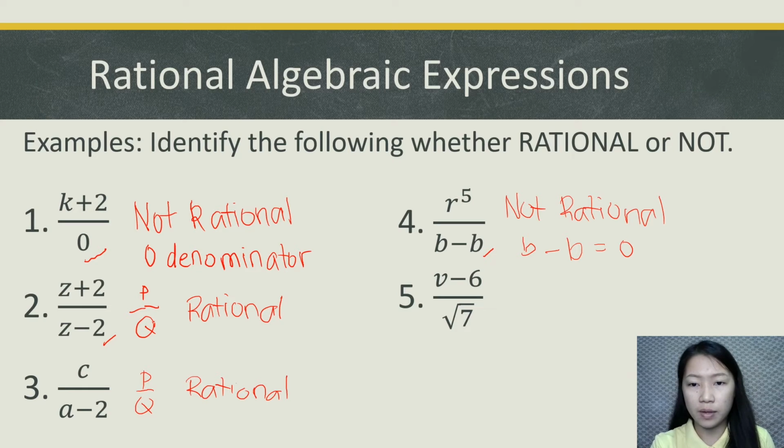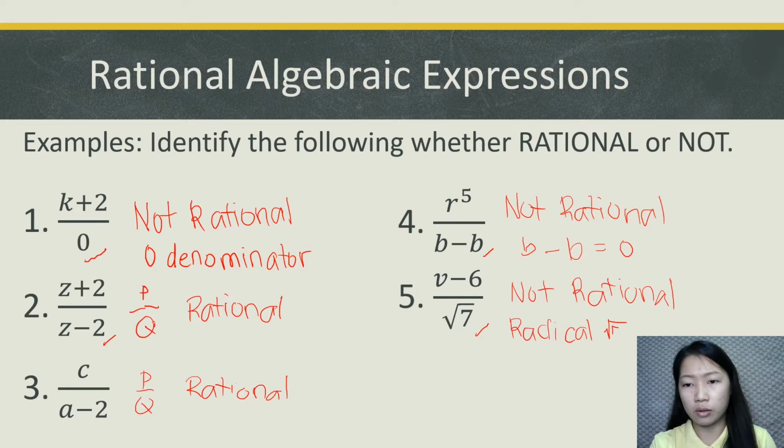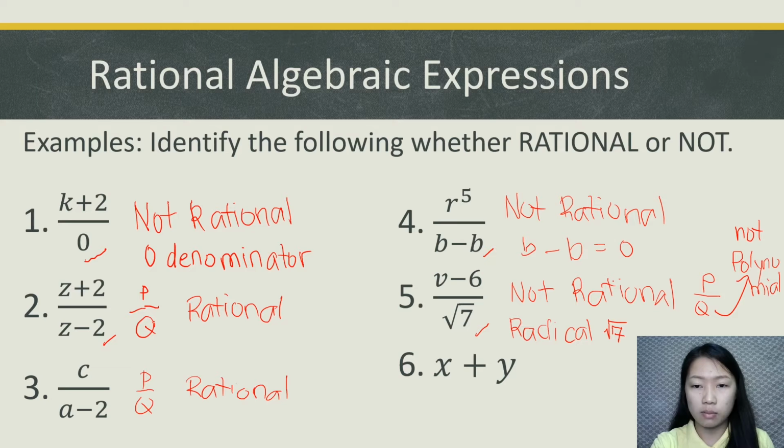Next, number 5, B minus 6 over the square root of 7. So, this is not rational dahil merong radical sign sa denominator, which is the square root of 7. Kung naka-form siya ng P over Q, si Q, not polynomial. Kaya siya hindi rational.